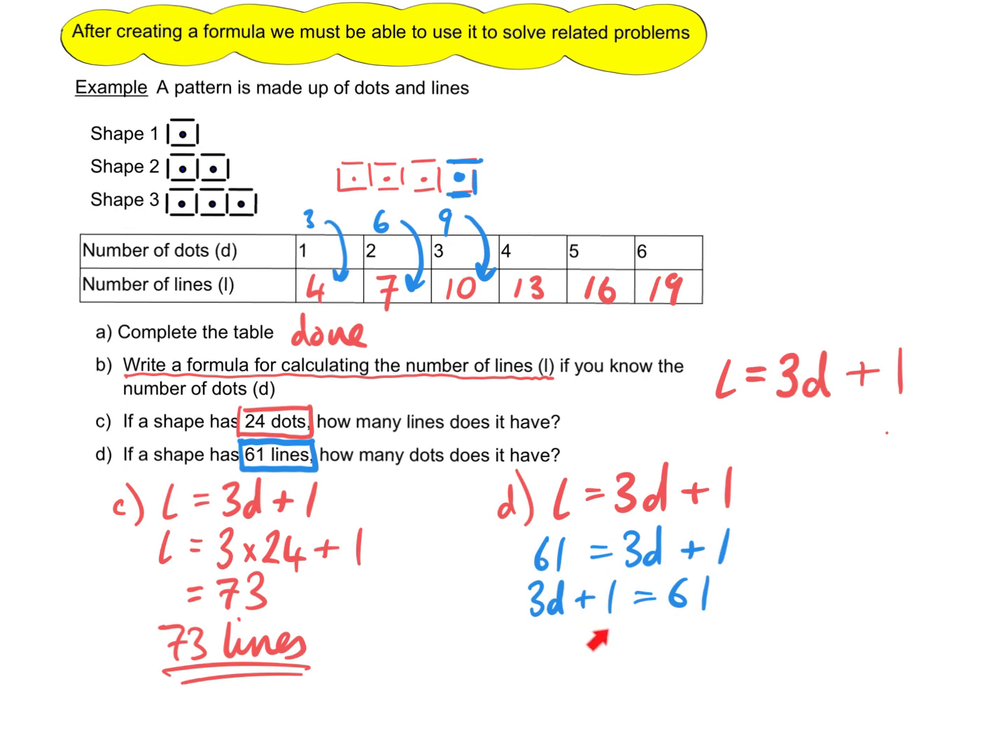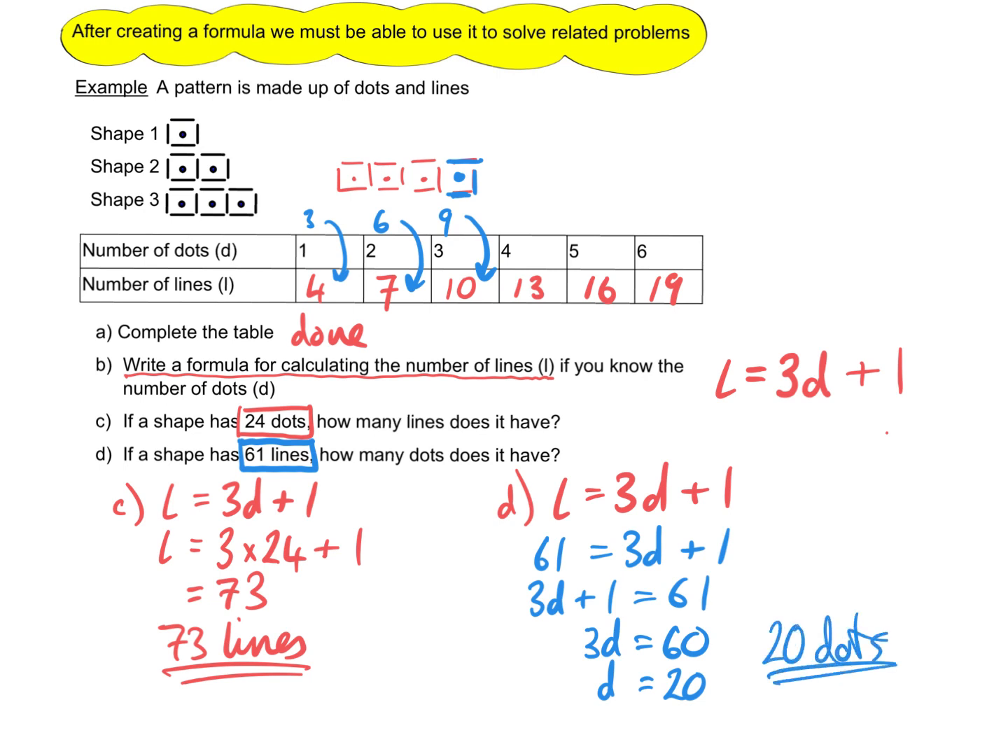We're going to take away 1 from this side and take away 1 from this side. That's going to leave me 3D equals 60. And then I want to get D on its own, so I need to undo this multiplication by 3. So I'm going to divide this side by 3, and therefore I have to also divide this side by 3. So this side divided by 3 gives me D, and this side divided by 3 gives me 20. And it tells me now that D is 20, so how many dots does it have? Well, if D is 20, then it's got 20 dots. So I can just write that out here, 20 dots.